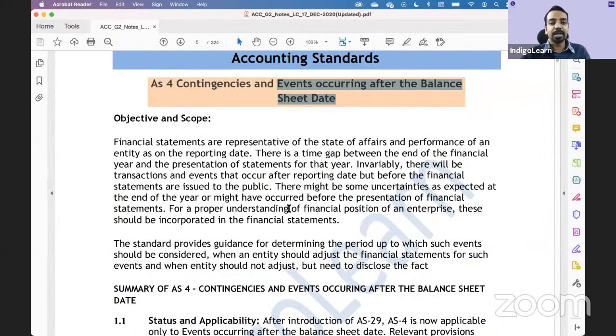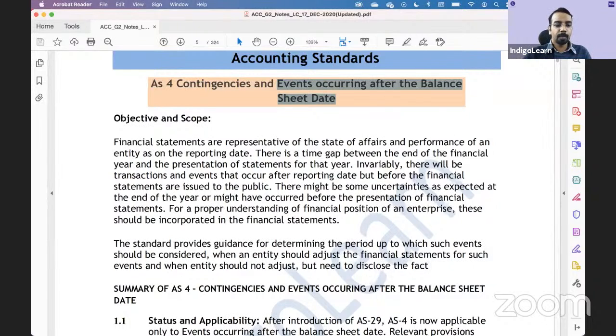The other aspect is events occurring after the balance sheet date, right? Now, what is this event occurring after the balance sheet date? Just a second. This session will last for about 1.5 hours, and you will be able to access it later also. But if you are live, then you'll be able to interact and ask immediate questions, if any. Okay. So what is this event occurring after balance sheet date?